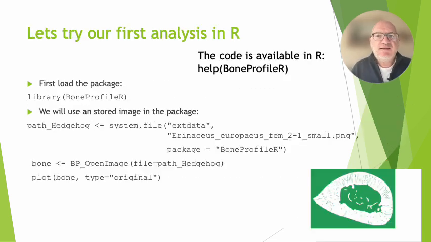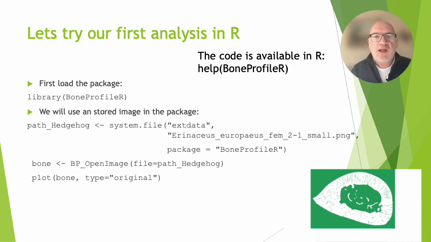And now let's try our first analysis in R. The code is available within R with the BoneProfileR help. It will generate this help and you can just copy and paste. First, you must load the package with library(BoneProfileR). Then you will use the stored image in the package with this command. This is a hedgehog bone section. And with this command, you get the location of this bone section within the package.